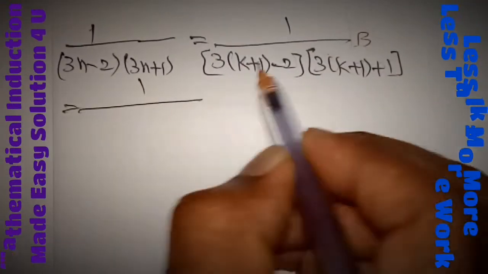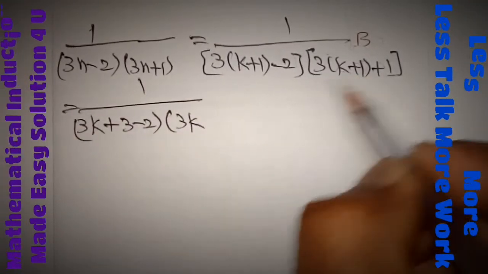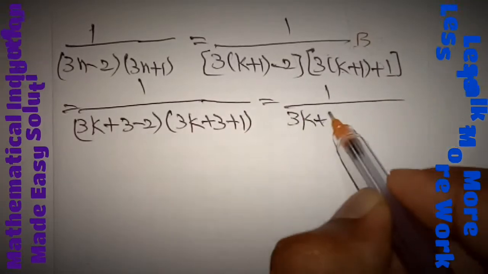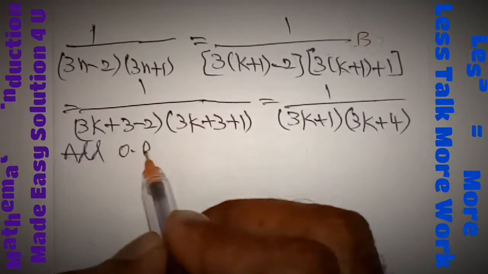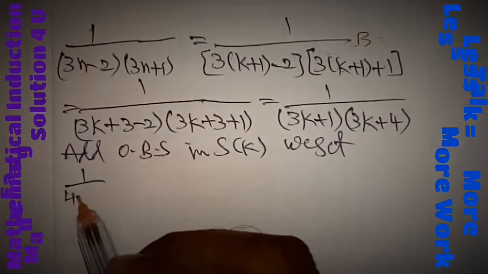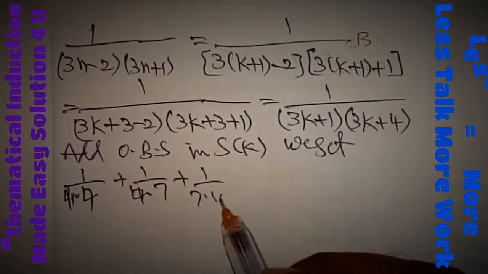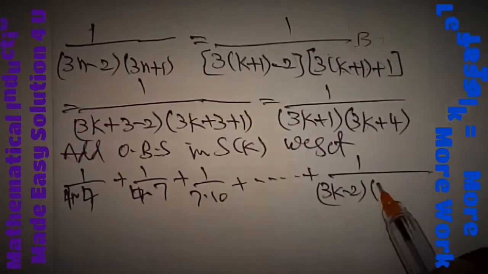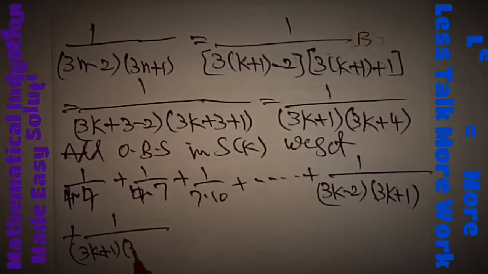Normal simplification: 1 by (3k plus 3 minus 2) into (3k plus 3 plus 1), which is 1 by (3k plus 1) into (3k plus 4). This value you can add on both sides in S of k. We get S of k value as 1 by 1 into 4 plus 1 by 4 into 7 plus 1 by 7 into 10 plus and so on plus 1 by (3k minus 2) into (3k plus 1), plus the added value 1 by (3k plus 1) into (3k plus 4).